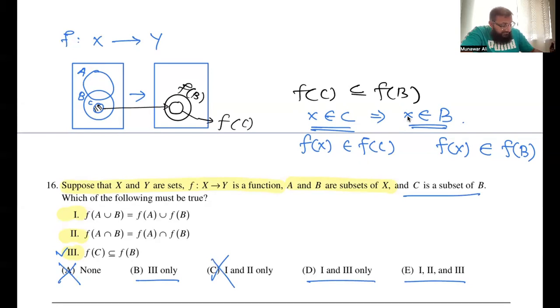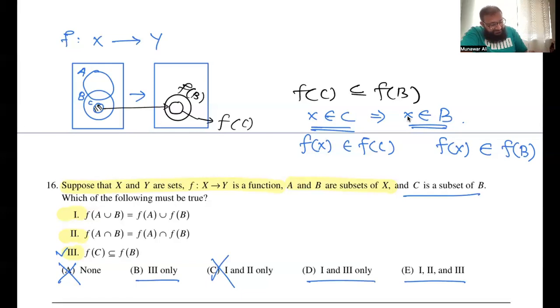Now I will go for statement 1 or 2, depends how you find easy. I'm going for statement 2. And the reason behind that is sometimes it is very difficult to prove, but if you want to disprove something, you have to give one counter example. If you can give one counter example, you are done. You don't need to do anything else. So I'm just going to give one counter example for this and I'm done.